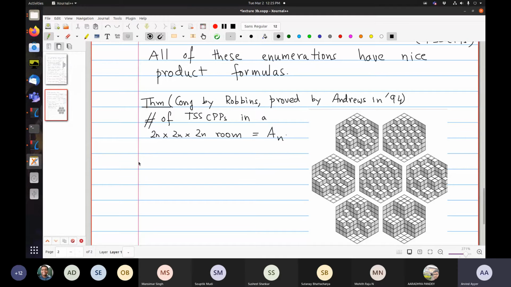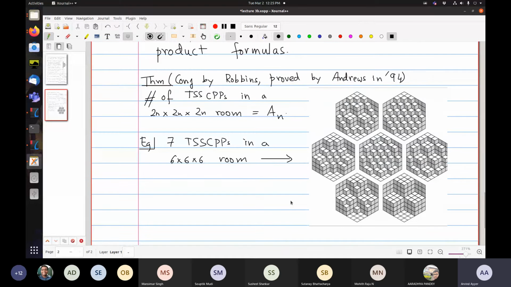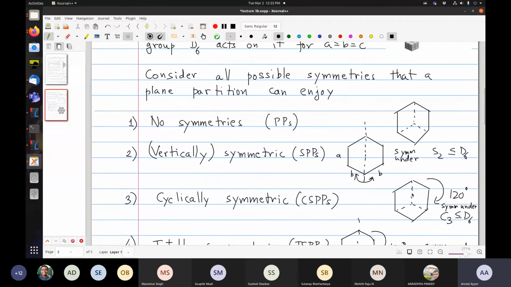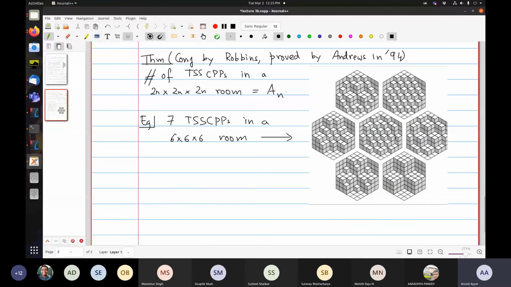Okay, so this is, for example, the 7 TSS CPPs of orders, let's say in a 6 by 6 by 6. This is from Rasool's book. This one is kind of obvious. This is the thickening of this guy over here. But the others are not so simple. You see, they have quite a bit of structure, so it's not completely clear why this has to be the case, right? Okay, any questions about this?